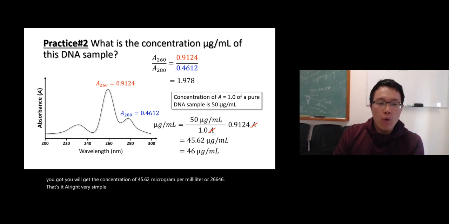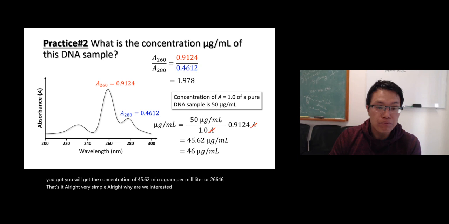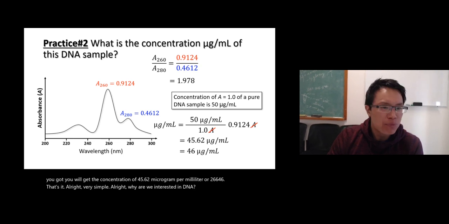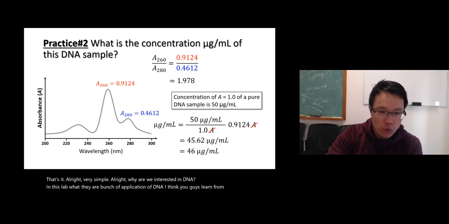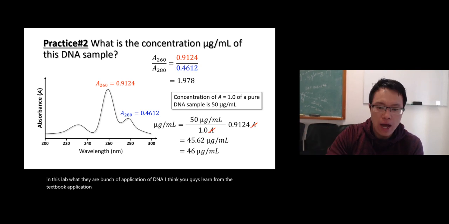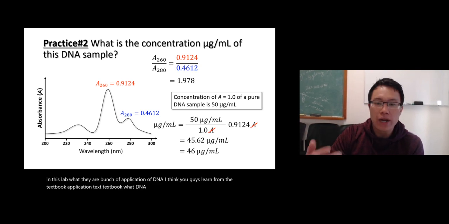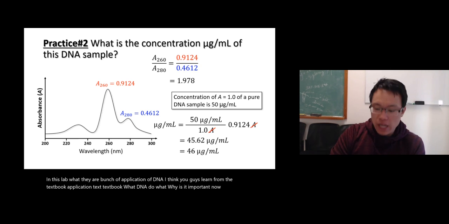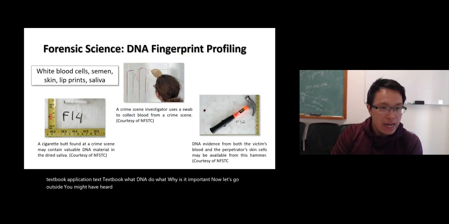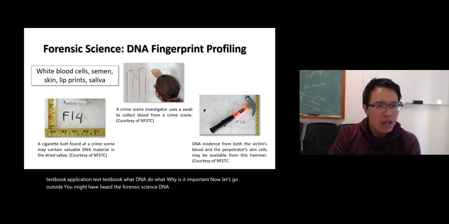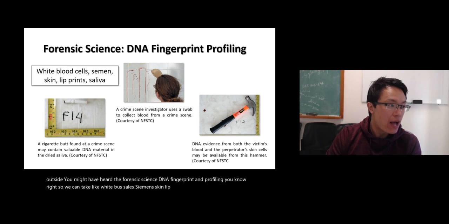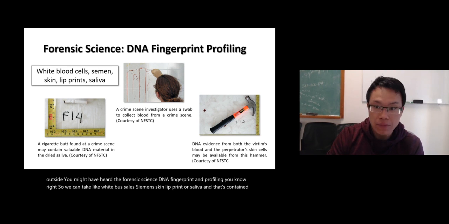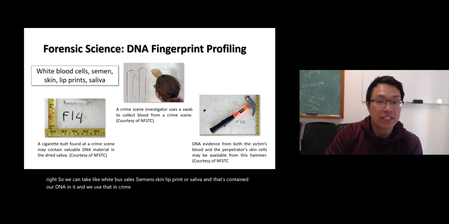All right, why are we interested in DNA? In this lab, there are a bunch of applications of DNA. I think you learned from the textbook what DNA does and why it is important. Now let's go outside. You might have heard of forensic science, DNA fingerprinting and profiling. We can take white blood cells, semen, skin, lip print, or saliva, which contain our DNA, and we use that at crime scenes to find a suspect.